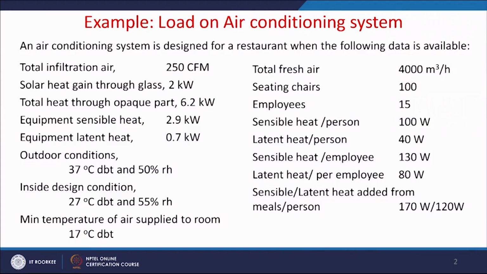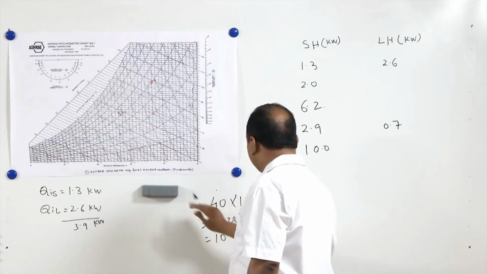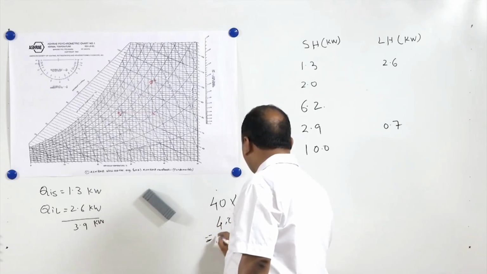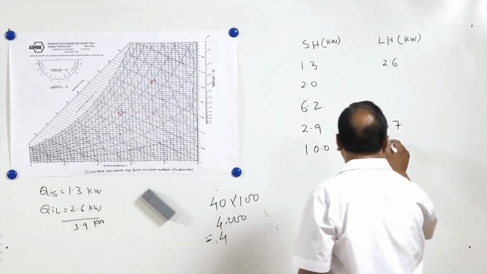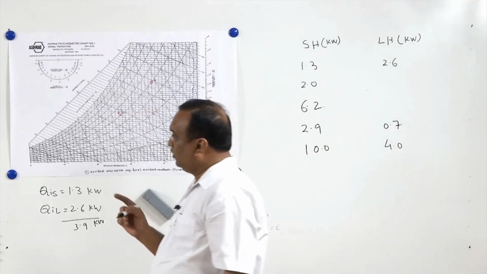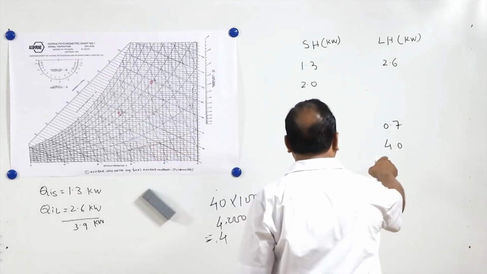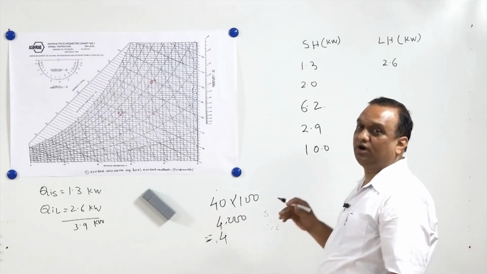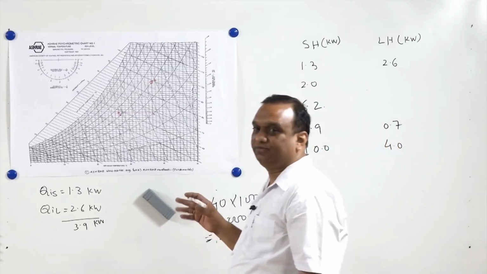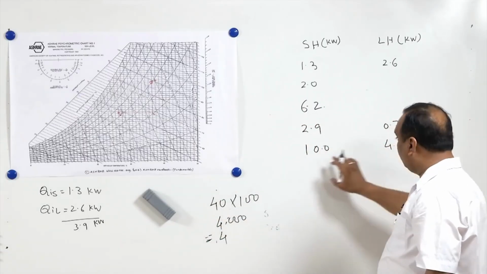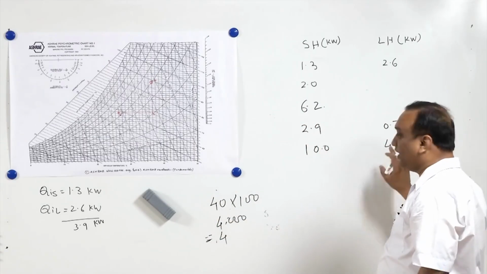Latent heat per person is 40 watts. So that is going to be equal to 4,000 watts or 4 kilowatts. So the occupants are contributing latent heat of 4 kilowatts and sensible heat of 10 kilowatts, altogether 15 kilowatts. So approximately it comes around 2.5 tons of cooling that will be required for dissipating the heat contributed by the occupants.